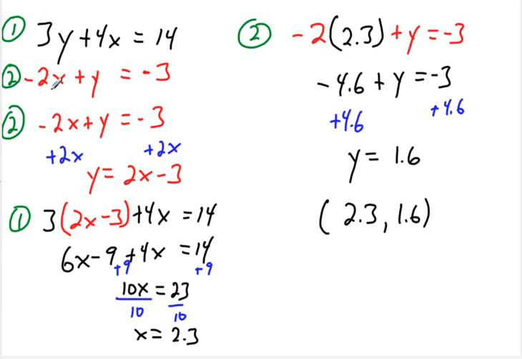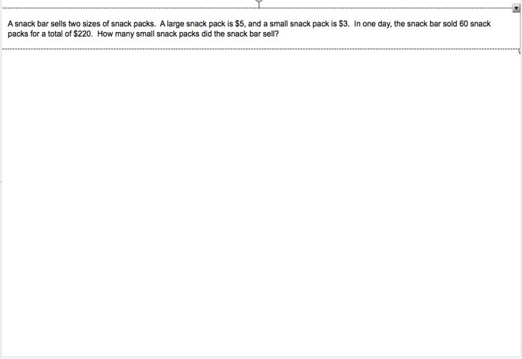Equation 2, negative 2 times 2.3 is negative 4.6. Plus 1.6 would be negative 3. So it definitely works for equation 2, and we're pretty sure it works for equation 1 mentally. Now you could go so far as to actually do the calculation on paper for equation 1 just to be safe, but I'm thinking I'm pretty satisfied.